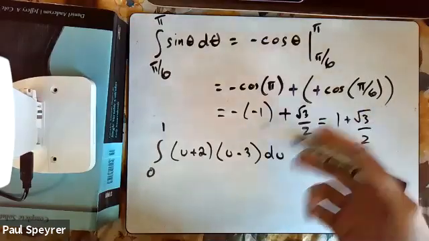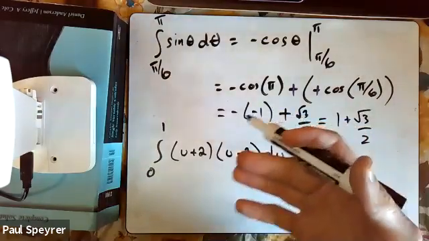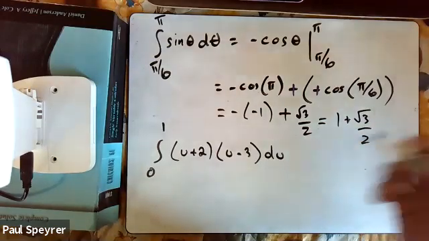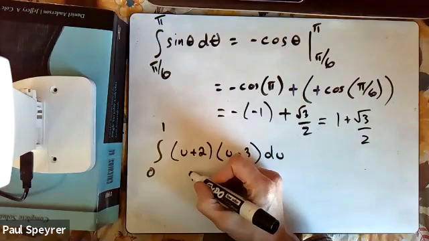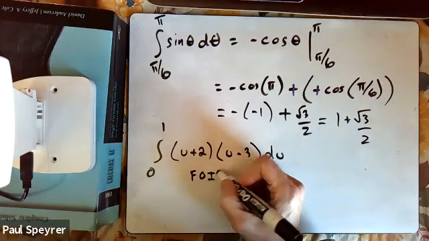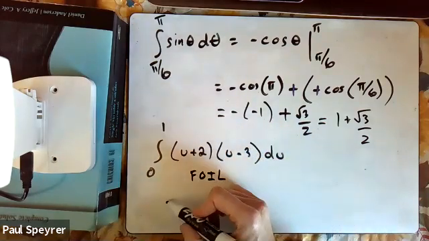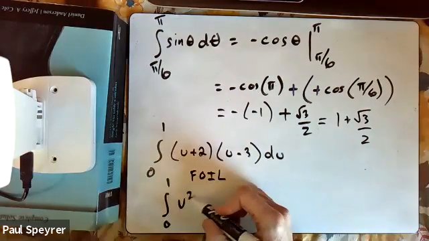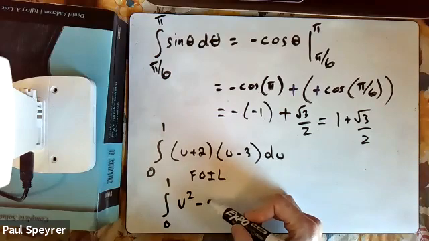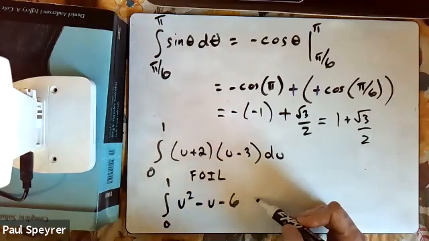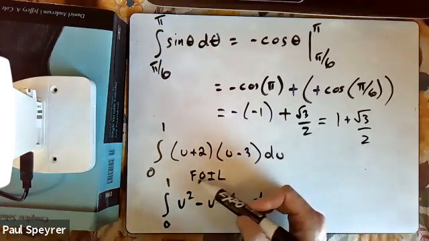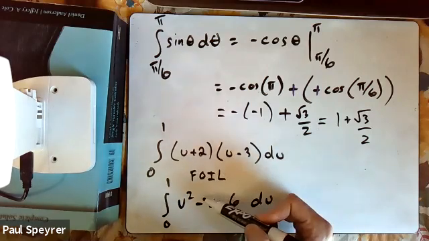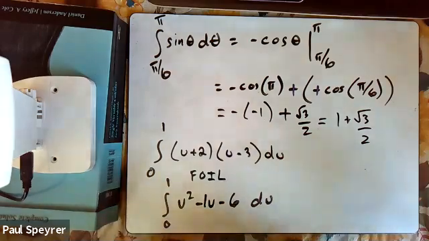So what can we do? We have to somehow get rid of the multiplication aspect, and we can by foiling, right? Just FOIL this thing out. So when you do that, you get u squared. This is still 0 to 1 that we're integrating. U squared, and then minus u minus 6 du. I already did the outer and inner and combined that, right? You get -3u plus 2u is -1u, like that.